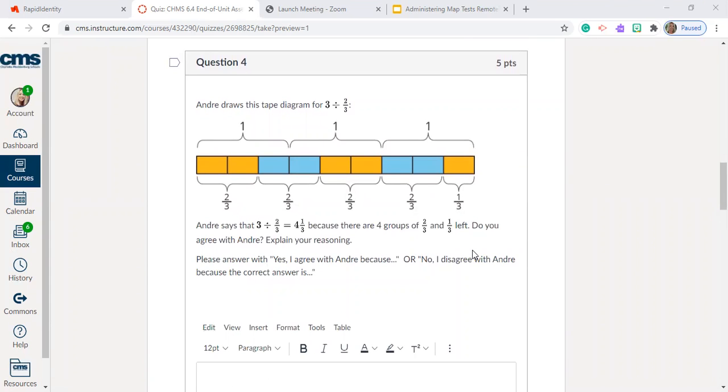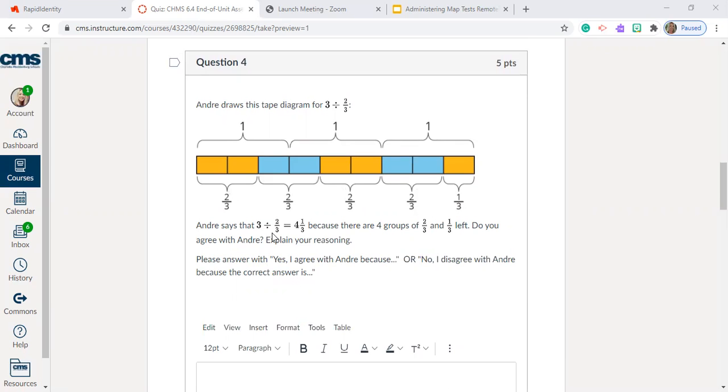Question number 4. Andre draws this tape diagram for 3 divided by 2/3. So here we have 3 pieces on top. It represents the 3 pieces. And we're dividing up those 3 pieces by 2/3. So here's 2 out of the 3, here's 2 out of the 3, here's 2 out of the 3, 2 out of the 3, and then 1/3. Okay, so this is his representation. We have to figure out if Andre is correct or not.